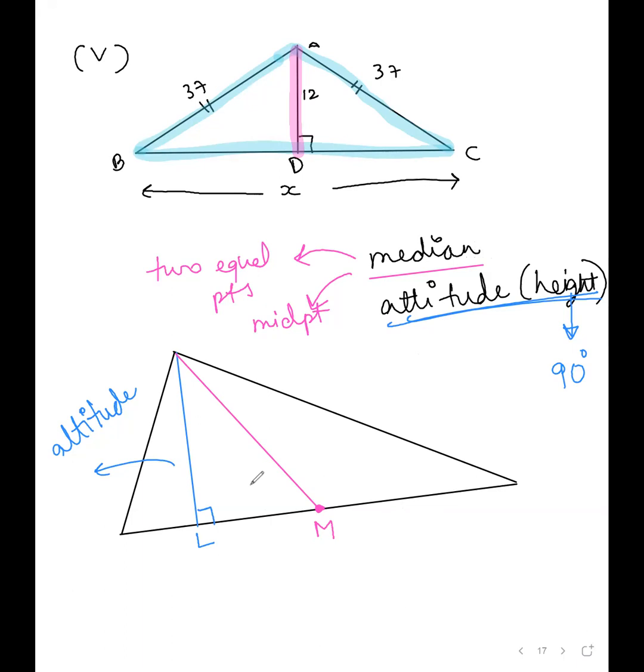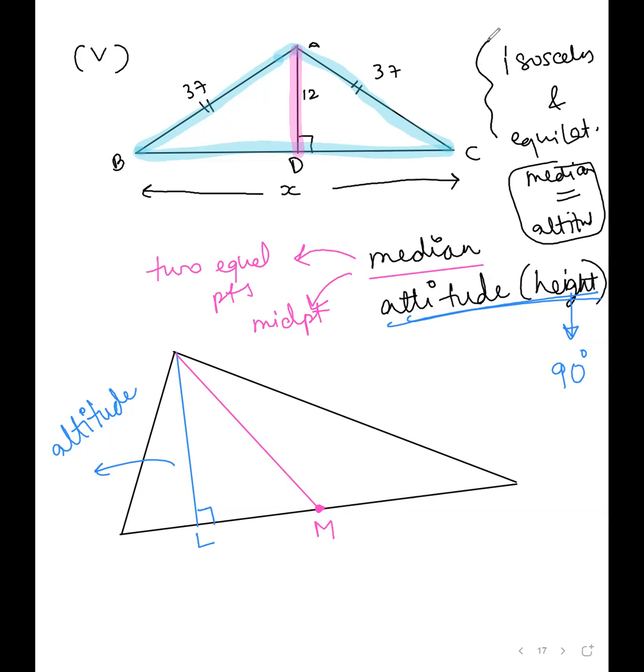Okay. So in an isosceles and equilateral triangle, let me just write that over here. Isosceles and equilateral triangle, median is equal to the altitude. Fine. Only in this case.